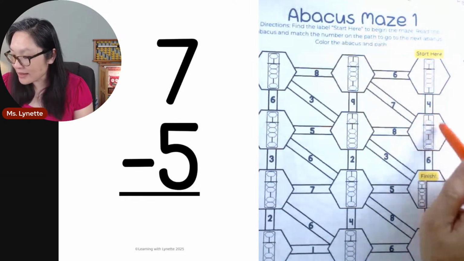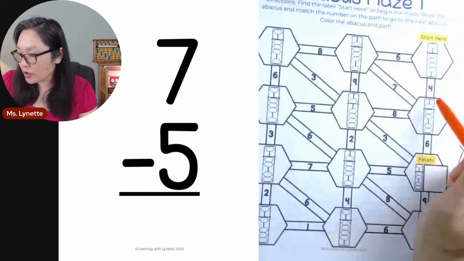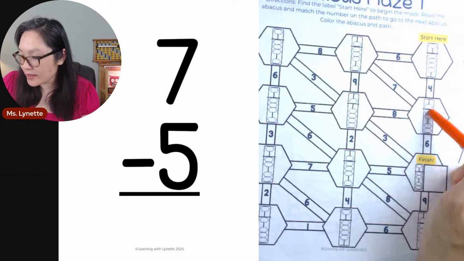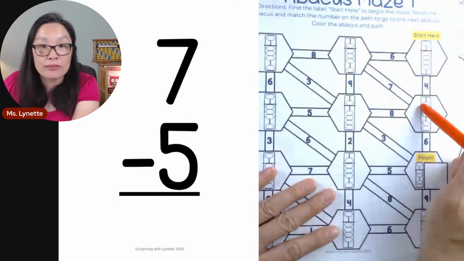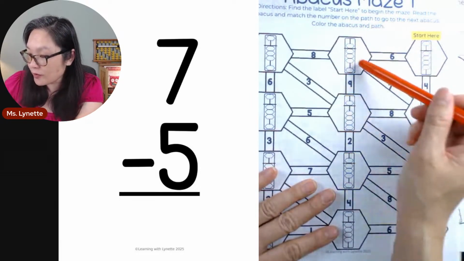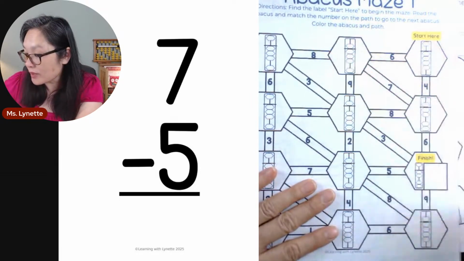So here I'm at this number. Then they're going to count: if this is 5, this is 6, this is 7. So this abacus is 7. Where is my 7 on my maze? And they just go up to follow the maze. And so that was one of the things.